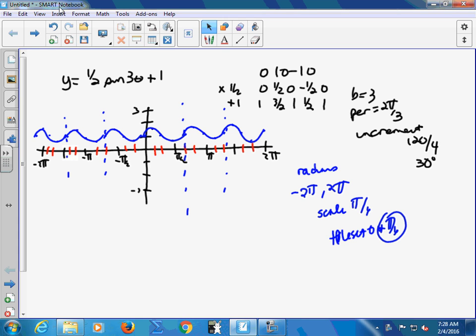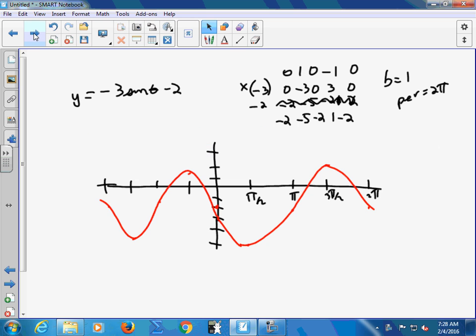Everybody's okay with this one? I did all the points out for you, so everybody's good. There's no questions? Okay. All right, this one. So we had, again, when frequency is 1, that's not so bad, because you're still following your regular pattern.